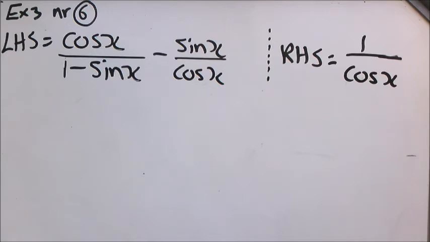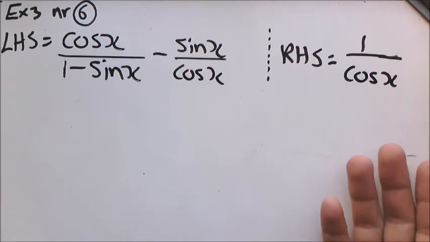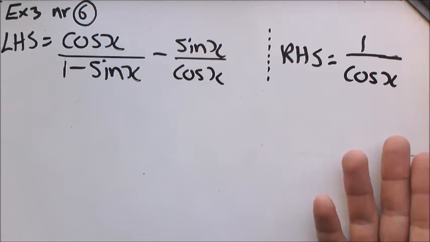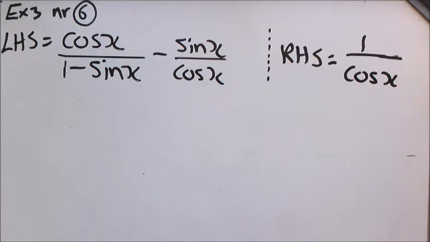Let's do number 6 from exercise 3. So again, our right hand side is already a single term, simplified, one variable, so we're just going to leave it as is. We're going to work with the left hand side.